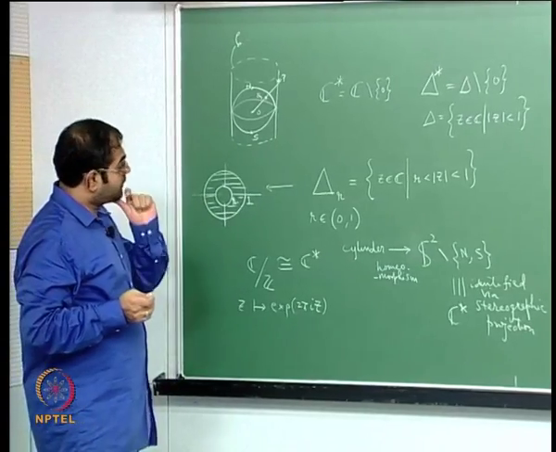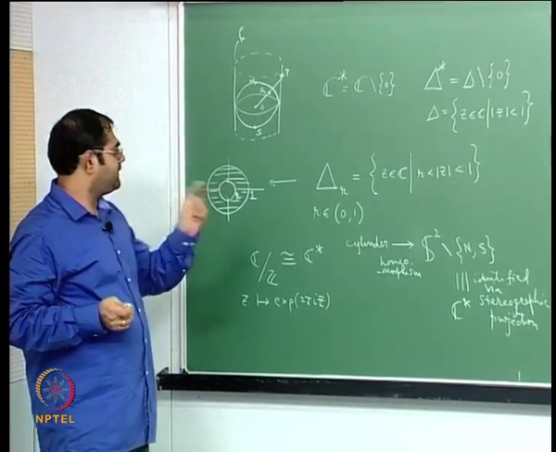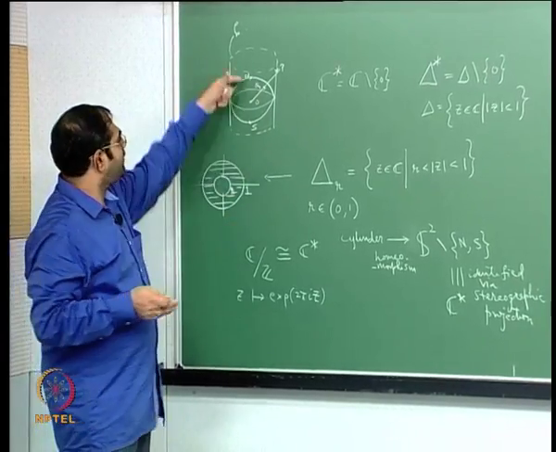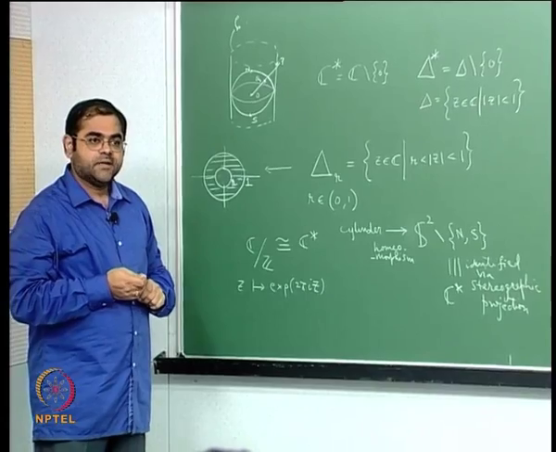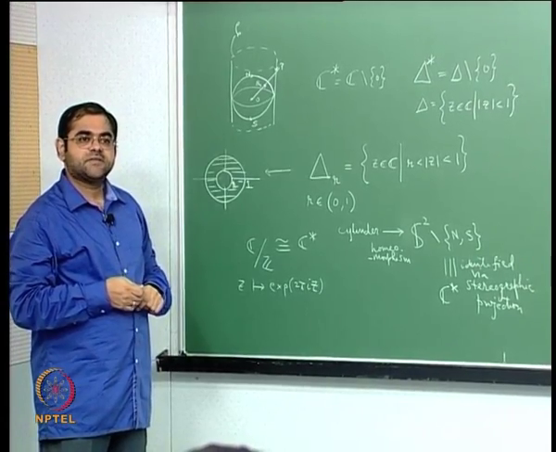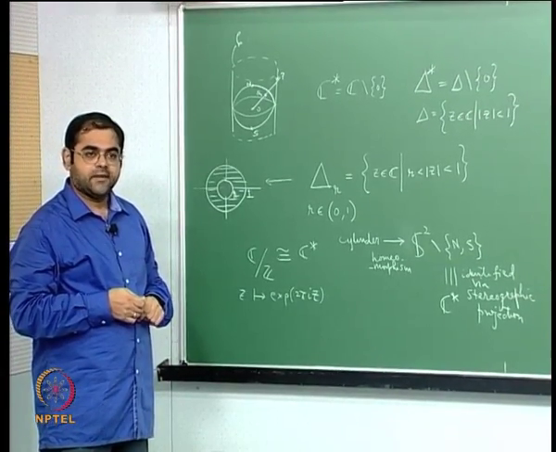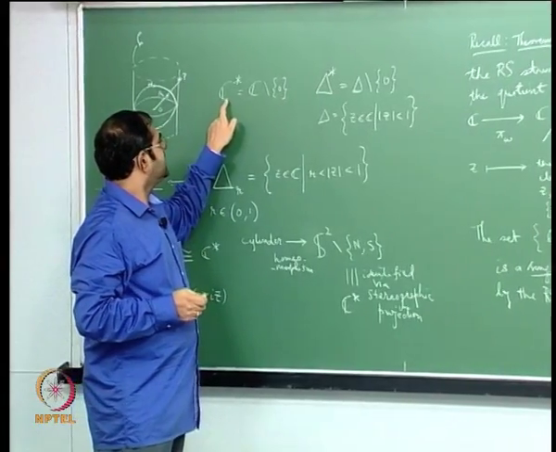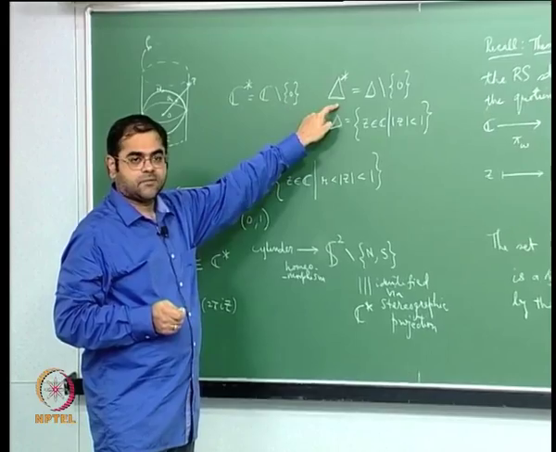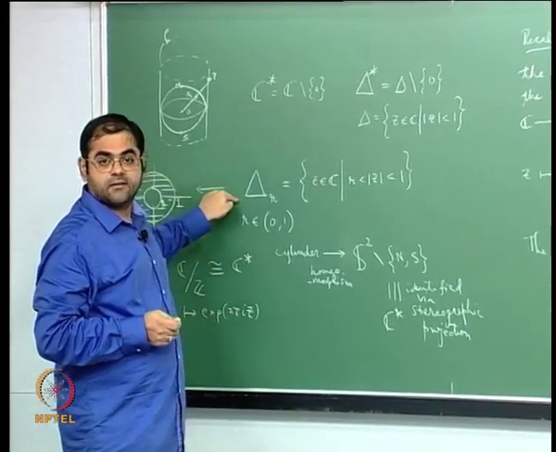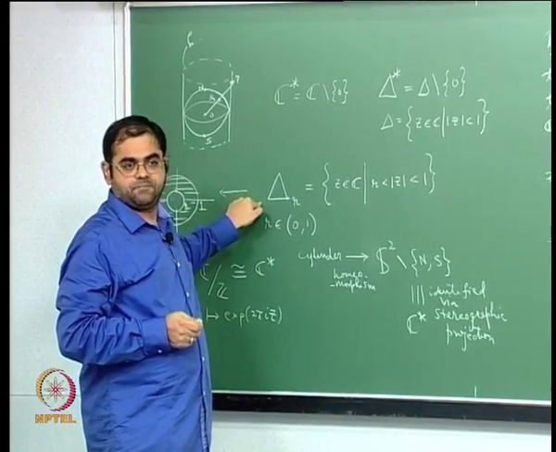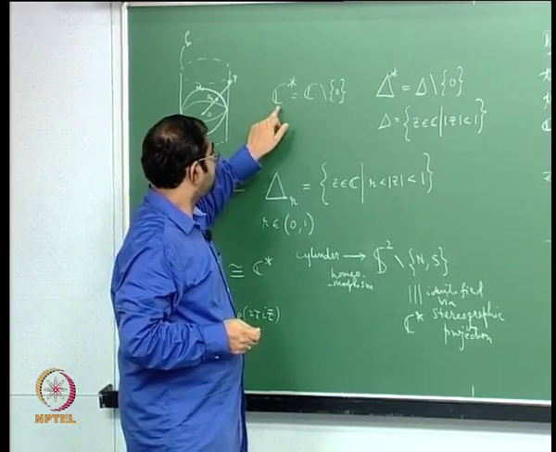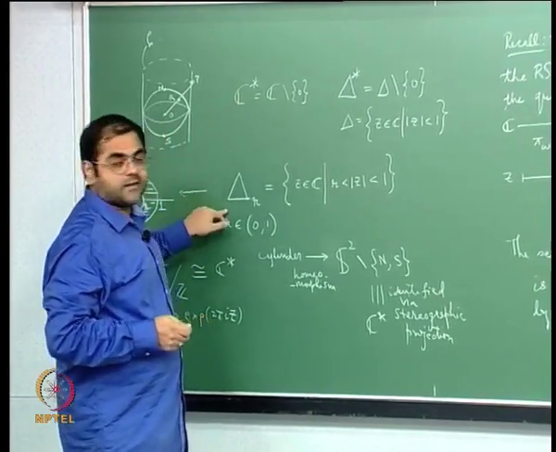Okay, now the amazing thing is that these are all homeomorphic. Topologically they are all homeomorphic to the cylinder, so they should all give you Riemann surface structures on the cylinder. Okay, but notice that C star and delta star, or for that matter C star and delta R, can never be biholomorphic. Okay, why?